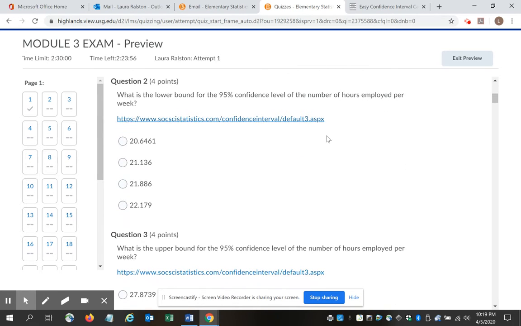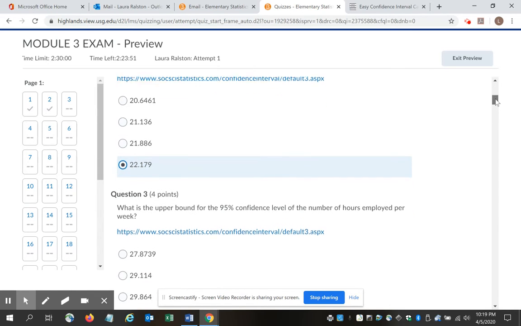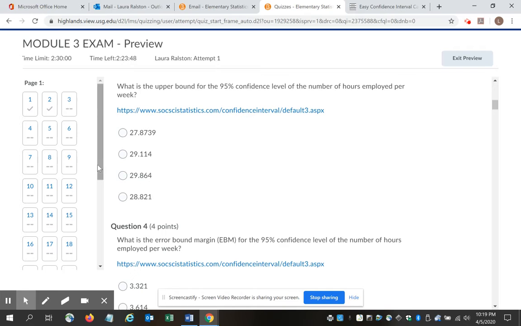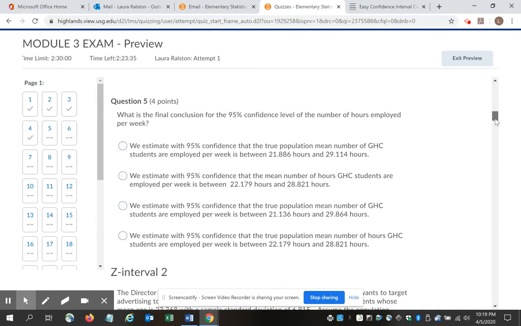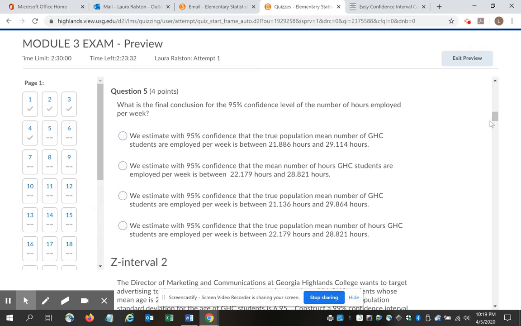So then we have to go and select them. Okay, so my lower bound was 22.179. My upper bound was 28.821. And my error bound margin was 3.321. Then the last step is you have to write the final conclusion. The biggest thing about writing the final conclusion, you have to make sure you get the right set of numbers. So I need the set of numbers 22.179 to 28.821.